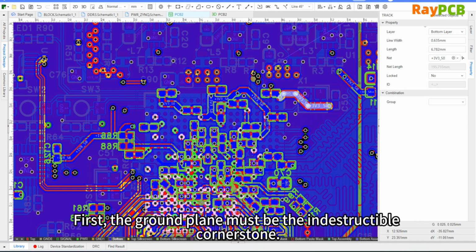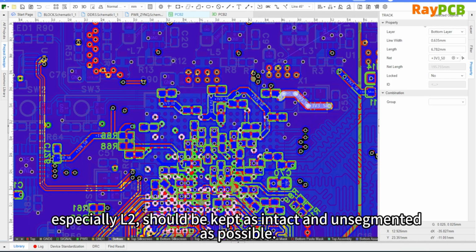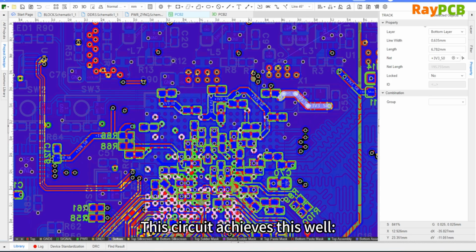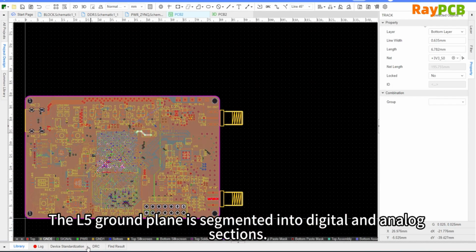What other golden rules are there for power plane design in six-layer PCB? The first rule is that the ground plane must be an unbreakable foundation. The L2 and L5 layers, especially L2, should be kept as intact and unsegmented as possible. They serve as the technical basis for all power and signal integrity. This circuit does a good job of fulfilling the first point. The ground on the L2 layer is complete.